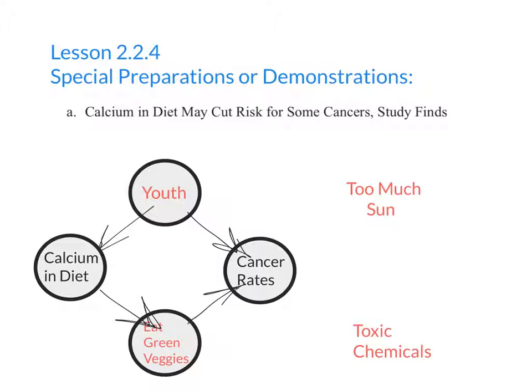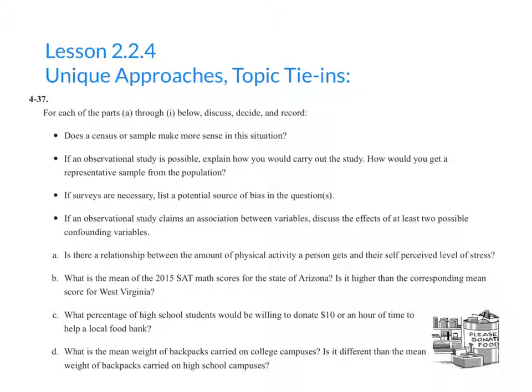examples of confounding variables. Lesson 224 also serves as a preview for Chapter 4 concepts, where an understanding of confounding variables is critical in recognizing the need for well-designed experiments over observational studies in order to determine cause.